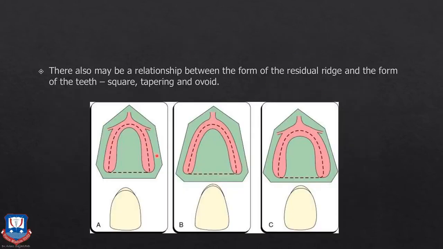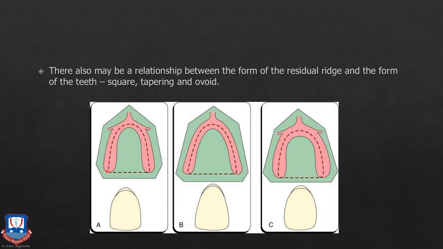Also, the shape of the residual alveolar ridge in general will help us in guiding the form of the anterior tooth to be selected. We all know we have three types of arch forms, that is square, tapering and ovoid. So depending on this we will select the tooth form that best corresponds to the arch.